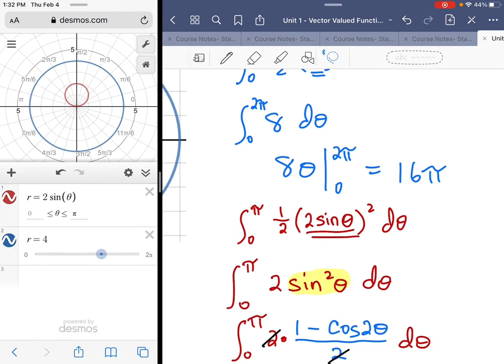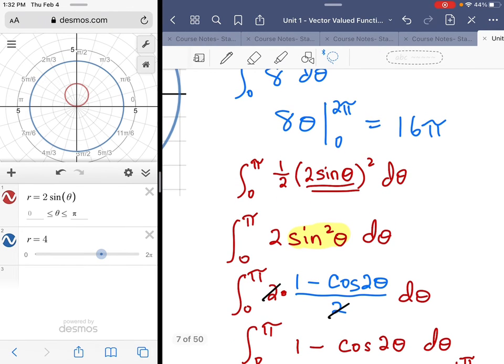It's just a trig identity replacement, which allows us to clean things up a little bit, which is good because then we can integrate a simpler expression, which is 1 minus cosine 2 theta. This is all assuming you want to do it by hand. You can just pop it into Desmos if you want.